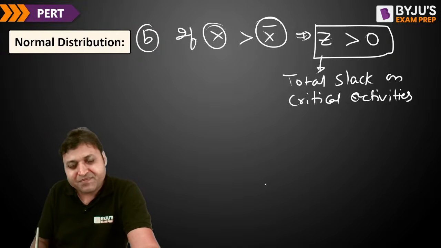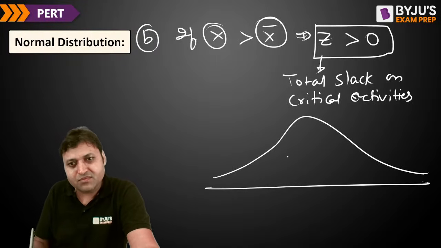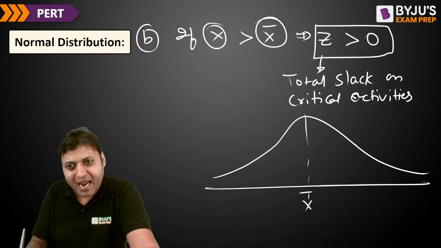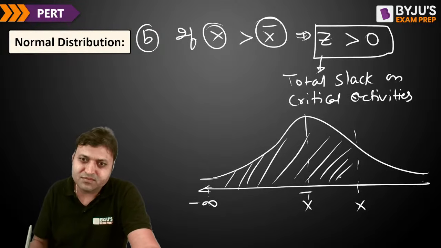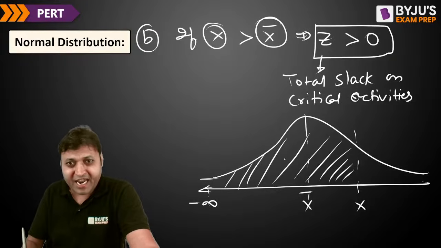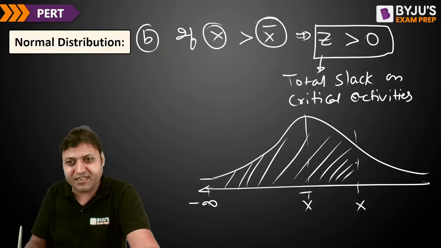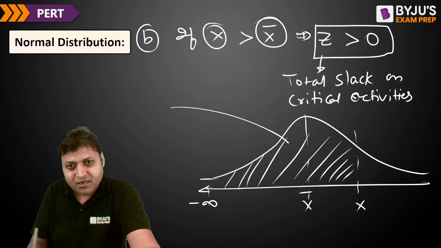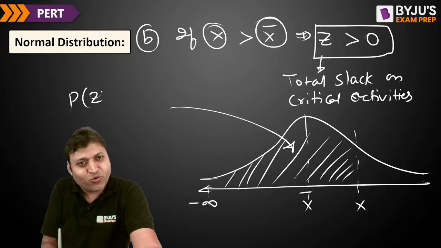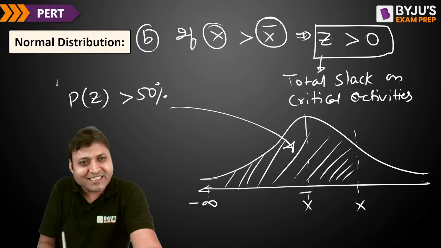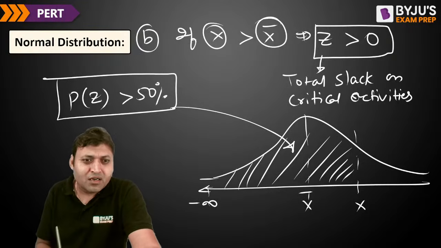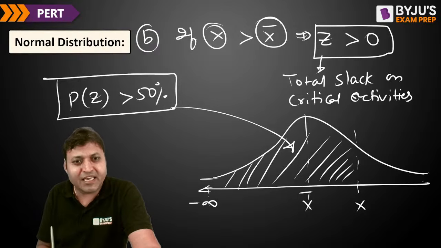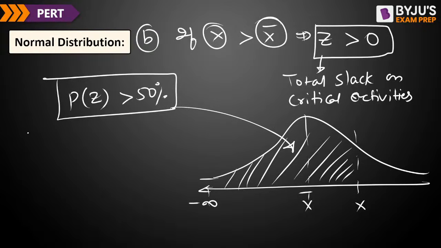In that case, if we talk about PZ, this is x bar and this is, let us say, x. If we talk about this, it is the projected area under the curve on the normal axis. So this area will represent PZ, and you can say it is greater than 50%. The chances are more than 50%. The chances of getting the project completed are more than 50%.